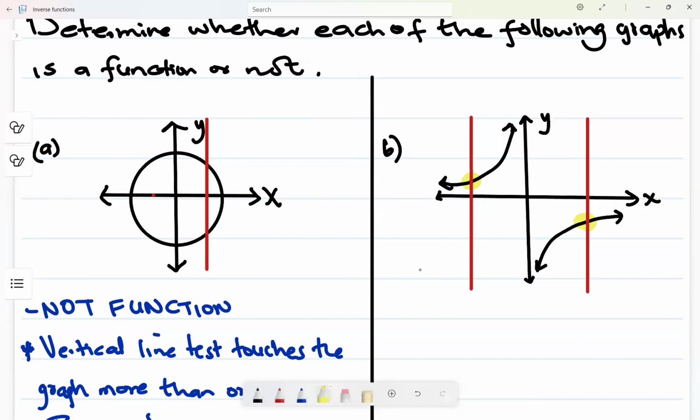You check how many times one vertical line test touches. If when I draw it, it touches twice, then it is not a function. If you check only one vertical line test and it touches once, then it is a function. Here, one vertical line test touches twice, here and there. Therefore, this is not to be considered as a function. Therefore, we're going to say this is a function.